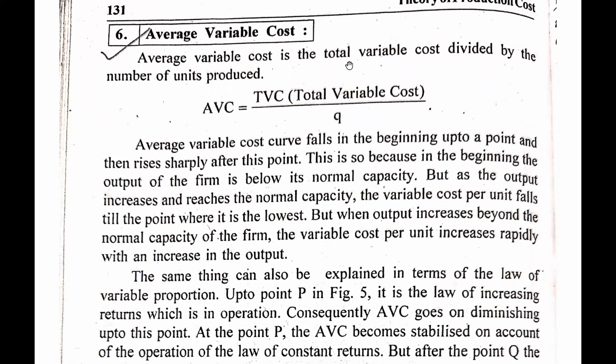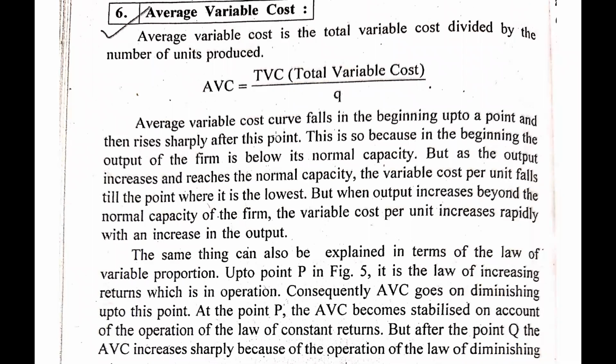Average variable cost is the total variable cost divided by the number of units produced. So it is exactly opposite of the average fixed cost. In the average fixed cost, the total fixed cost is divided by the number of units produced. But in the average variable cost, whenever we need to find an average, whatever the cost is, we need to divide it by the number of units produced. So guys, here we are given the formula. Average variable cost is equal to total variable cost divided by the number of units produced.